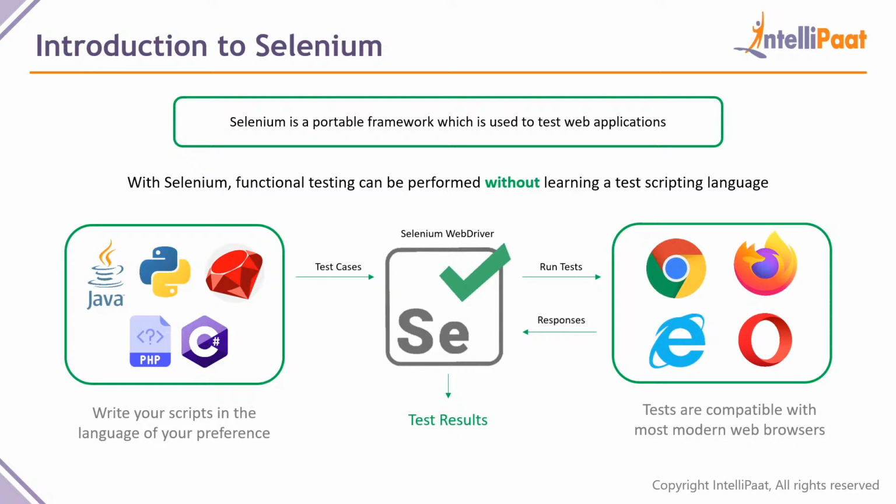You can create your own test cases in those languages. And then you can coordinate with the Selenium WebDriver. You can import the Selenium WebDriver libraries. You can connect to the Selenium WebDriver and you can run your test cases using that. So your Selenium WebDriver is compatible with most of the modern web browsers like Chrome, Firefox, Opera, Internet Explorer, and much more. And once the test cases are run on those particular browsers for the websites that you're running your test cases for, the responses are sent back to the driver and you get your test results and you can see which tests were successful and which were a failure.